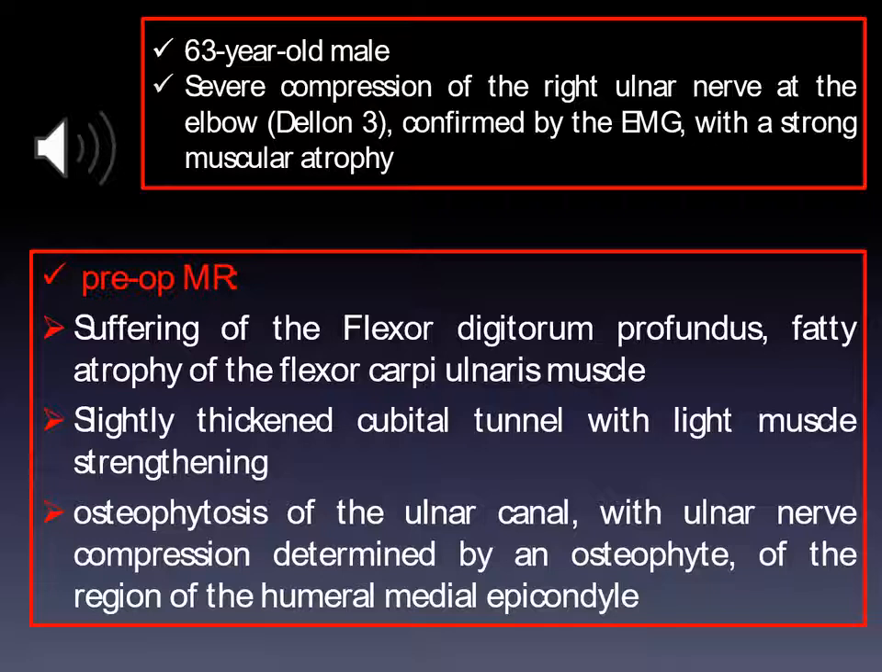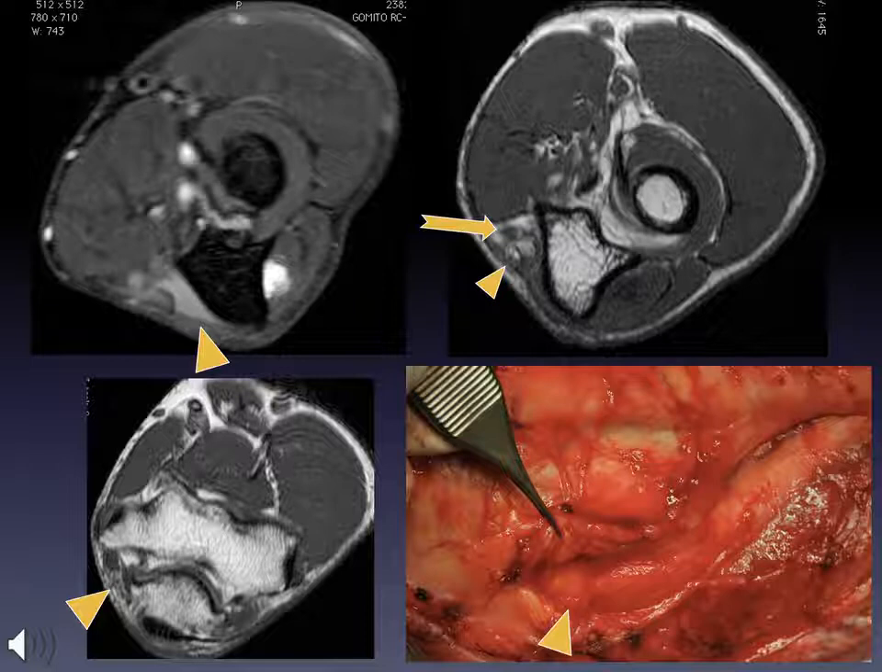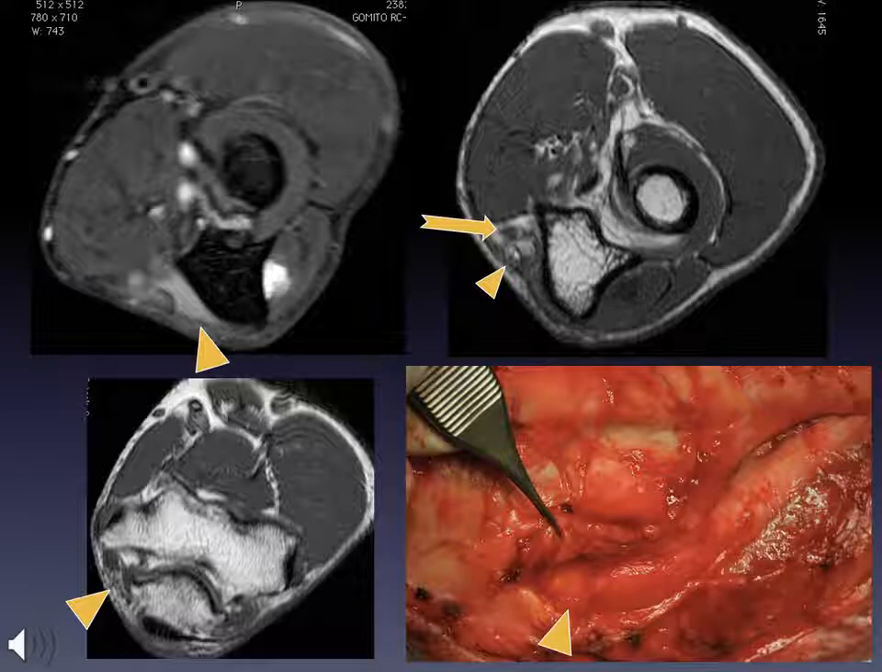Osteophytosis of the ulnar canal with ulnar nerve compression determined by an osteophyte of the region of the humeral medial epicondyle. In the upper area, the arrowhead points towards the suffering and STIR hyperintense flexor digitorum profundus on the left, and on the right, the fatty atrophy of the flexor carpi ulnaris in T1. The arrow is pointing towards the ulnar nerve. On the lower side, the arrowhead points towards the slightly thickened cubital tunnel with T1 muscle strengthening and intraoperatively.